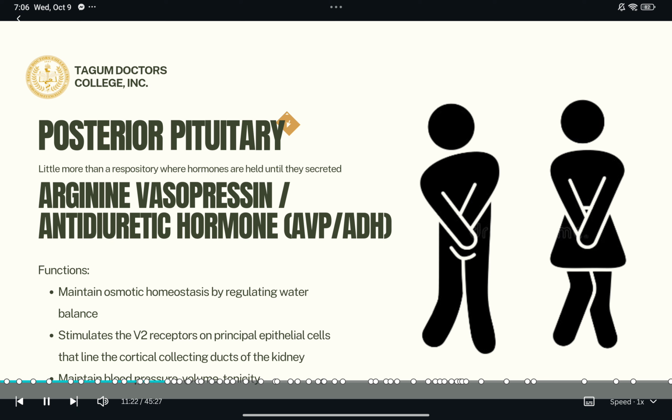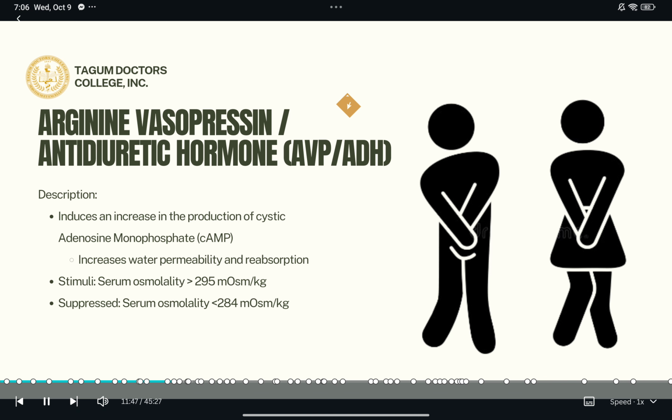Next, we have arginine vasopressin, or antidiuretic hormone, AVP or ADH. The function of this is to maintain osmotic homeostasis by regulating water balance. It stimulates the V2 receptors on principal epithelial cells that line the collecting ducts of the kidney, and it maintains blood pressure, volume, and also tonicity. Okay. So it induces an increase in the production of cyclic adenosine monophosphate, which increases water permeability and reabsorption.